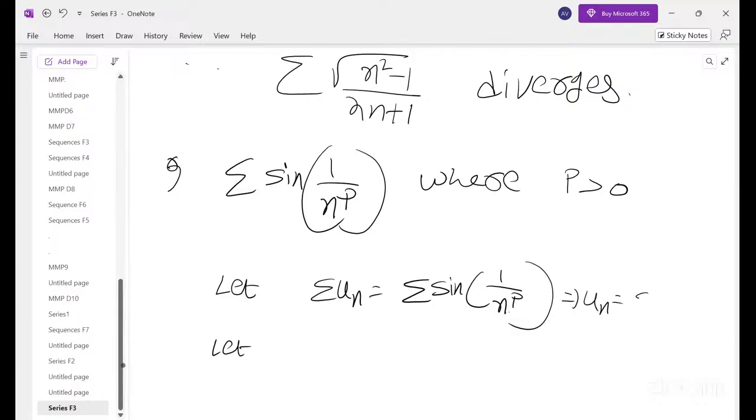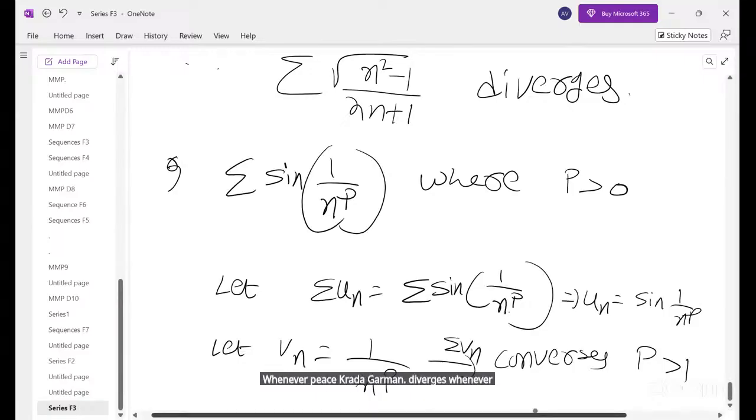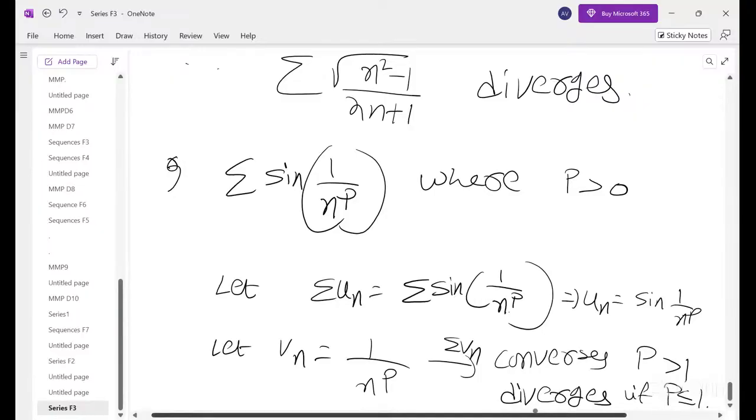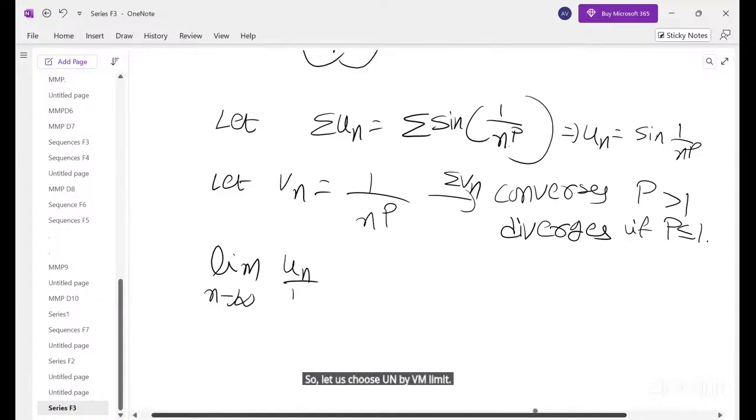in such a way that vn is 1/n^p. We know this converges whenever p is greater than 1, and diverges whenever p is less than or equal to 1. So let us take the limit of un by vn. You know sin theta by theta.